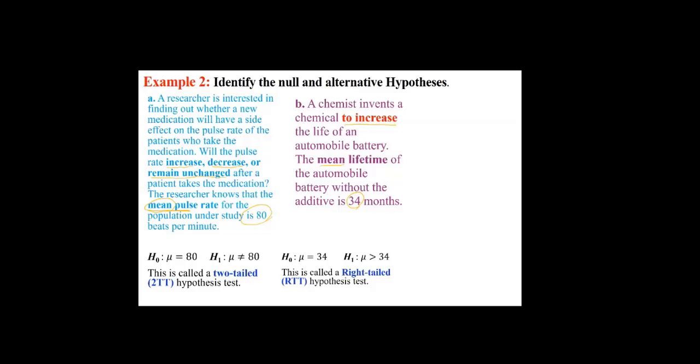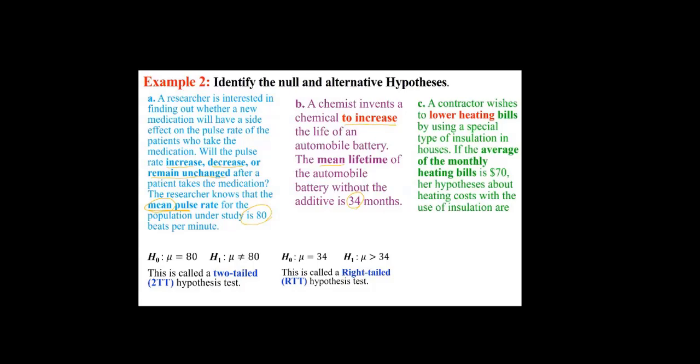So you read and reread the question, making sure you use the proper notation. It is about the mean, so you use mu. It is supposed to be 34, mu is 34. If the chemist wants to say what he's done is going to increase the life of a battery, then it's a right tail test.